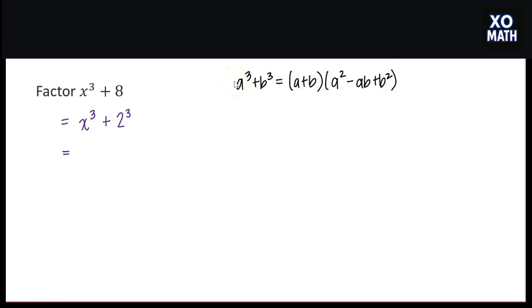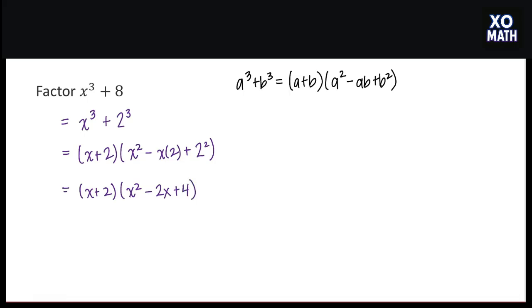So it's going to look like x plus 2 times x squared minus x times 2 plus 2 squared. Now all that's left to do is multiply the 2 and the x and then simplify 2 squared. So we have x plus 2 in parentheses times the quantity x squared minus 2x plus 4. And the quadratic that's left over doesn't factor further. So this is applying the sum of cubes formula.